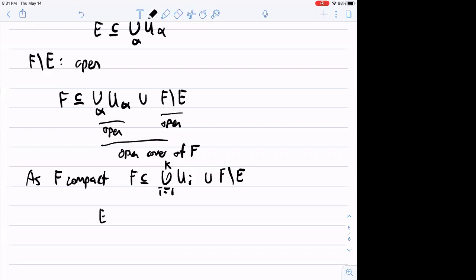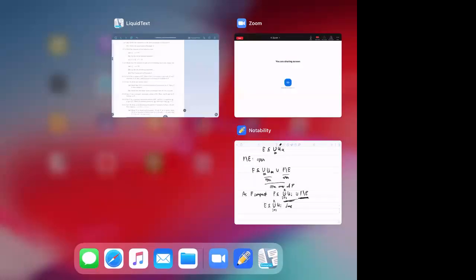Then you could check that E is covered by this, because F without E has no effect on E. So you could check that E is now covered by this, and then you're done. Because this thing covers F, and F without E doesn't cover E, so it must be that the U_i's cover E. And you have a finite subcover. Okay, is everyone clear on that? Good, great.